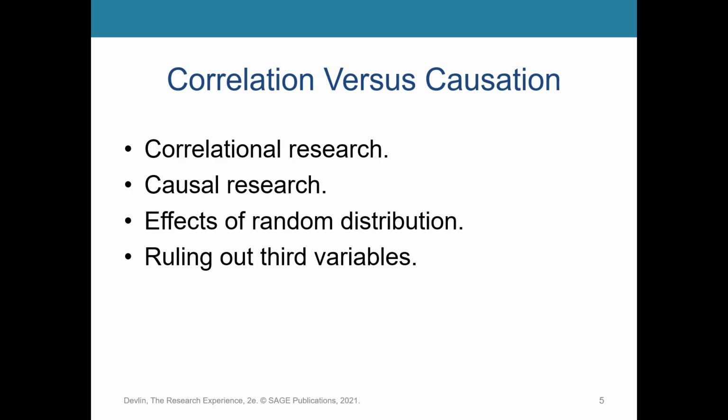Because there's no manipulation at all of the variables, there's no opportunity to infer causation. So you cannot infer causation at all. Also, you're lacking random assignment. So you do not randomly assign people to groups. Groups are already pre-existing, so there could be group differences. And you can't rule out a third variable.